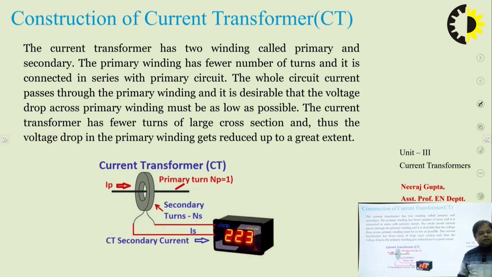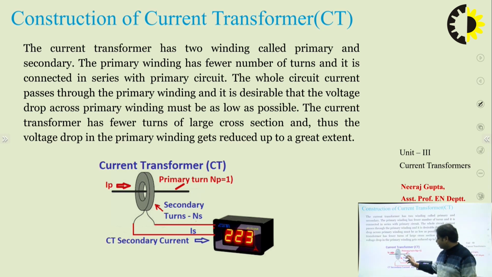The CT has two windings, similar to a transformer, called primary and secondary. The primary winding has a lesser number of turns while the secondary has a larger number of turns, because it is a current reduction. The whole circuit current passes through the primary winding, and it is desirable that the voltage drop across the primary be as low as possible. The CT has fewer turns of larger cross-section, so the voltage drop in the primary gets reduced to a great extent.